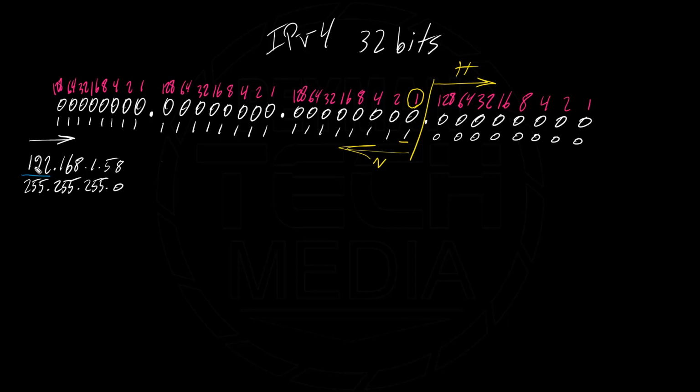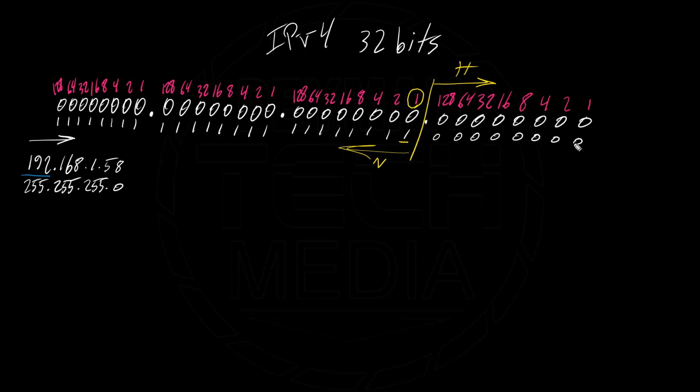In this case, 192.168.1 is the network and 58 is the host. Why? Because 255.255.255, that's the first 3 octets. 0, that's the last octet. 0 means host, this 255 means network. 8 ones in binary is 255 in decimal. So 1s represent the network bits and 0s represent the host bits.